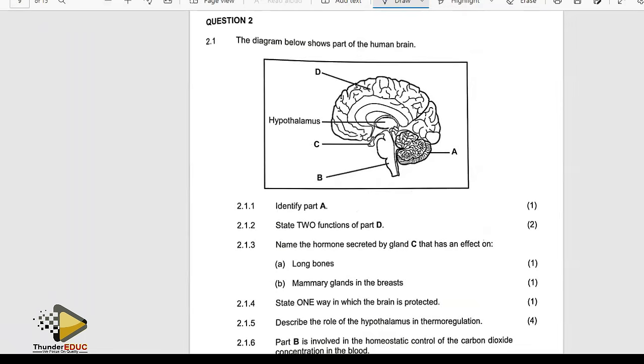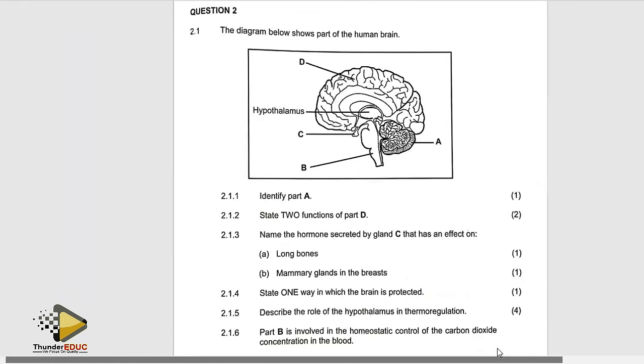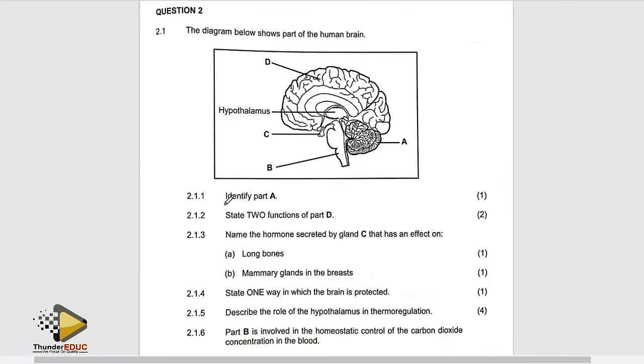Okay, let's start question 2. They're saying the diagram below shows the part of the brain. Obviously, you can see it. What are they asking? They are saying identify part A. What is this part A? You can identify all of the parts.